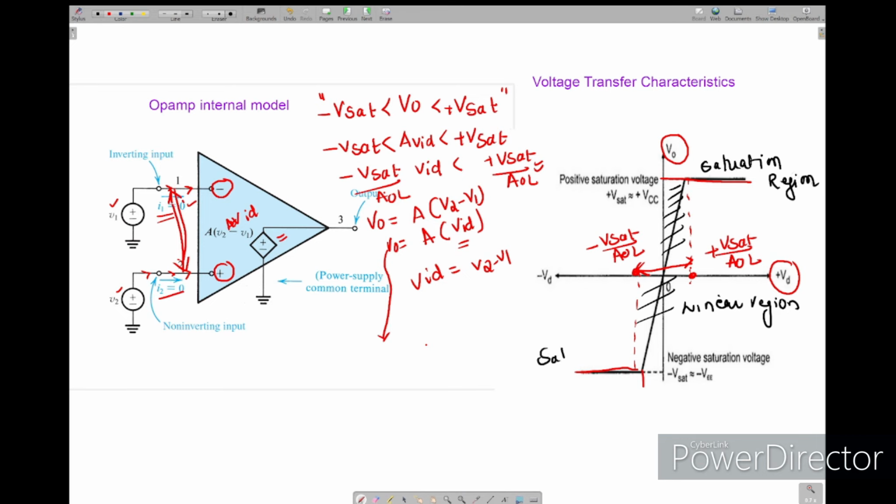These two regions are called saturation. To work the op amp like an amplifier, we should operate in the linear region. To operate the op amp in the linear region, we should satisfy this condition. If the op amp works as a comparator or in open loop, we'll use these two regions. This is all about voltage transfer characteristics.